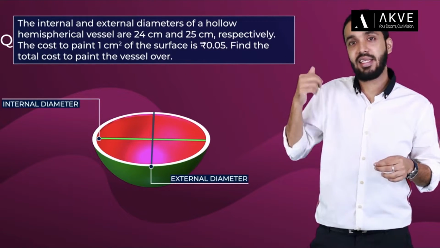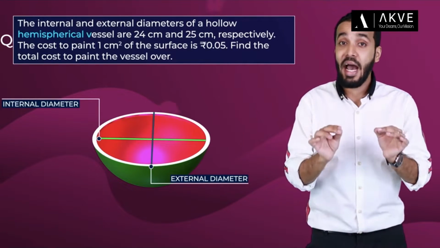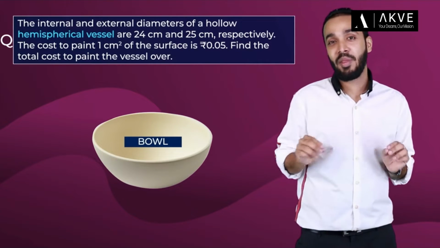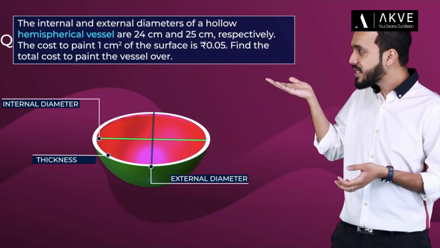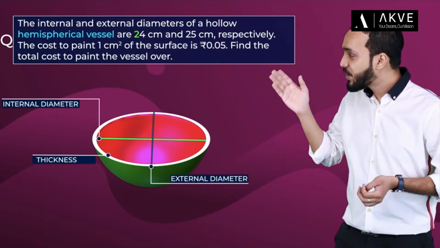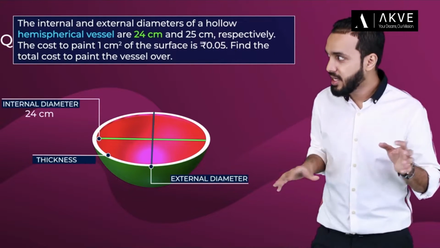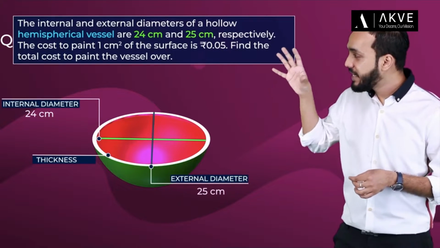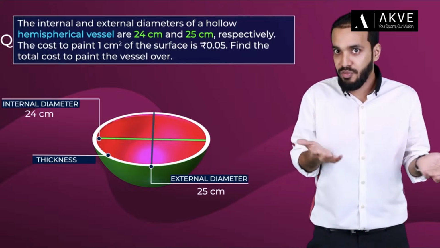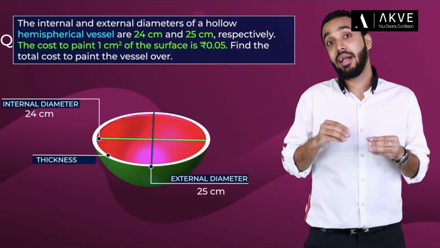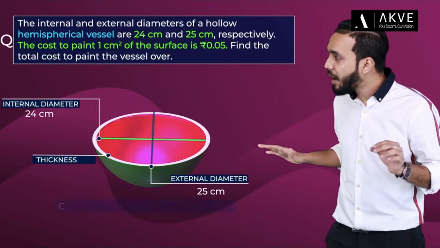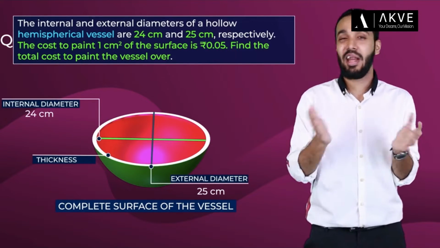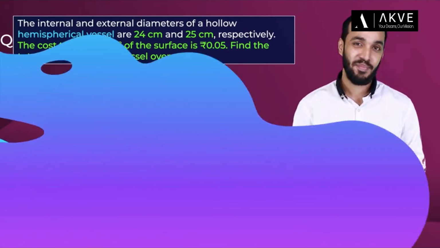So, this hints that the hemispherical vessel has some thickness, pretty much like this. Looks like a boat. So, the internal diameter, which is this one, is given as 24 centimeters. And the external diameter, which is of course this one, is given as 25 centimeters. The rate of painting is available, and we just have to find the cost of painting the complete surface of the vessel. Got a clearer picture now? Great. Let's get to the solution.